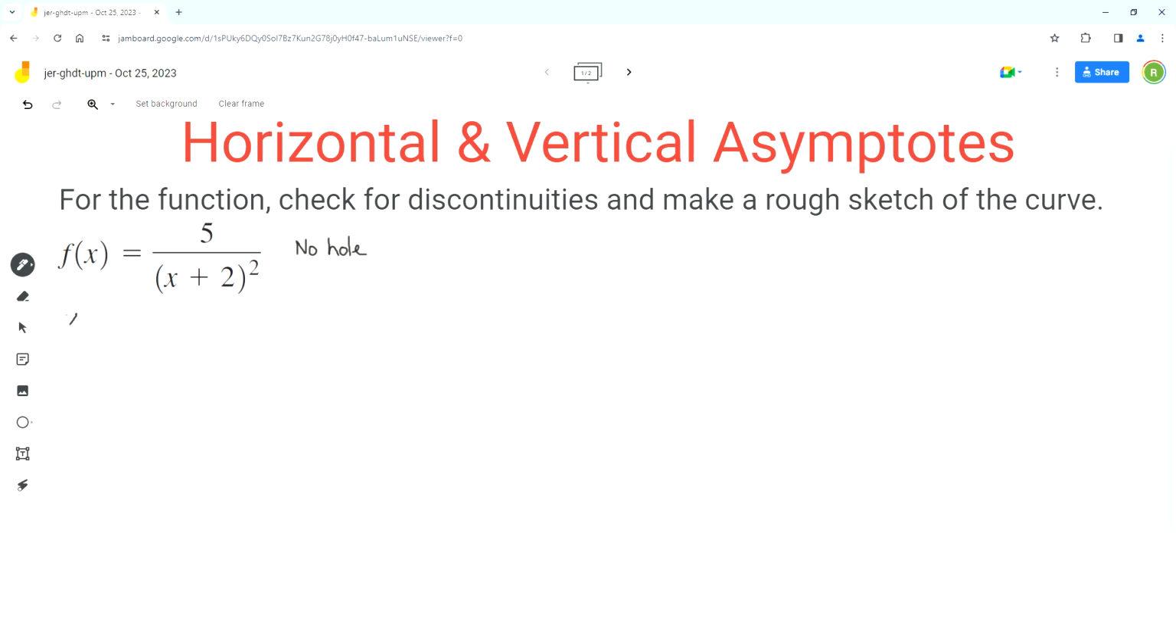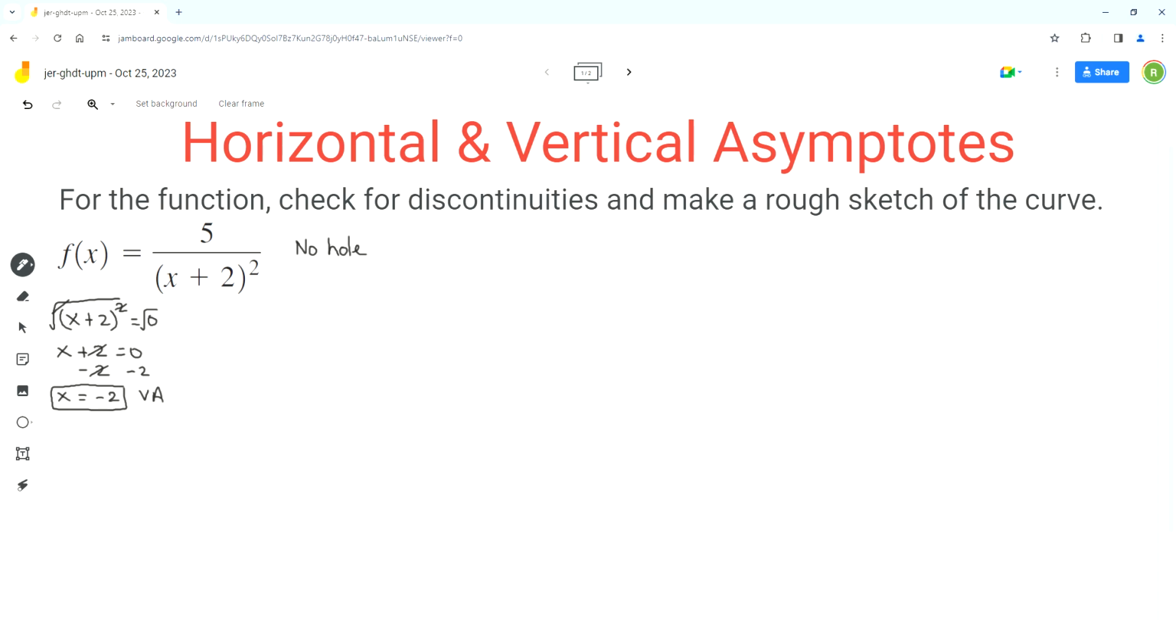So we do (x + 2)^2 = 0, and now we have to isolate x, so we can square root both sides. On the left side, the square root and the square get cancelled out, so we get x + 2 = 0, and now we can isolate x by subtracting 2 from both sides, so we get x = -2. So this is the vertical asymptote in this rational function.